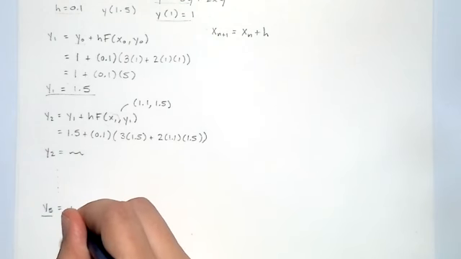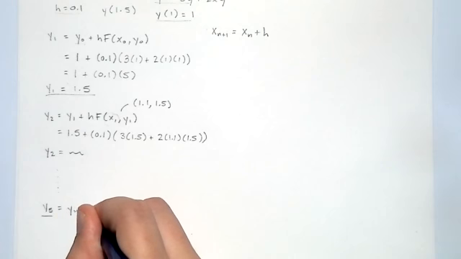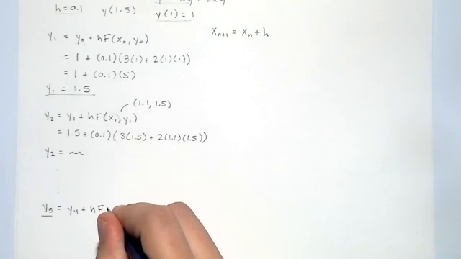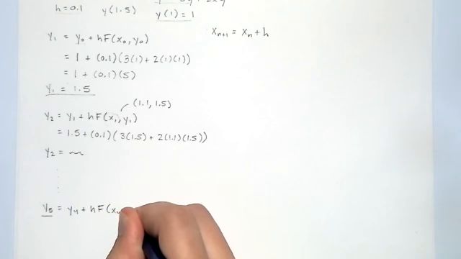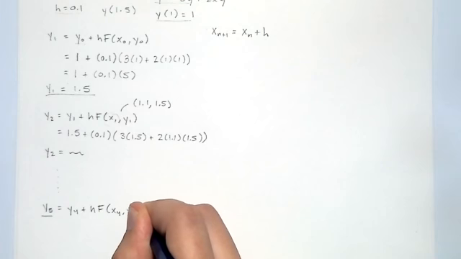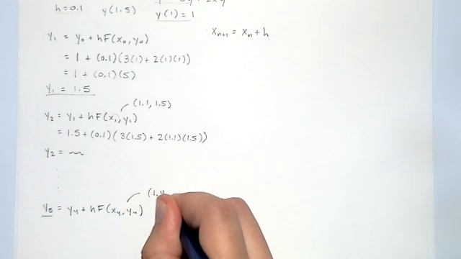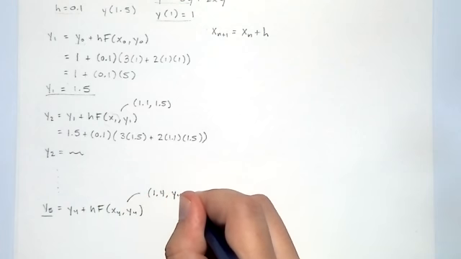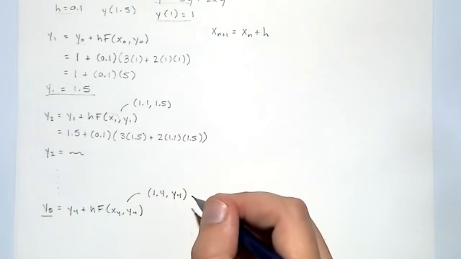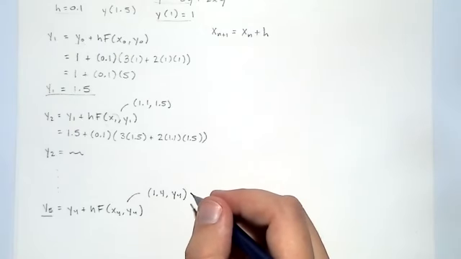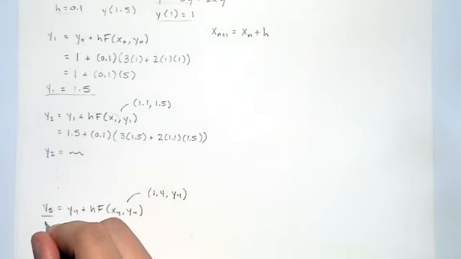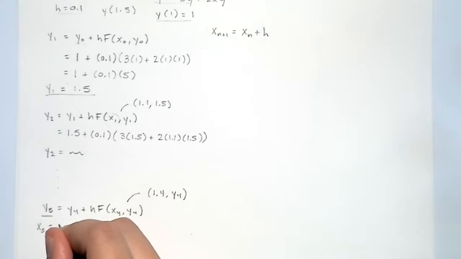And that's going to be y sub 4 plus h times f of x sub 4, y sub 4. And this point here is going to be 1.4, comma, whatever you guys got for y sub 4. And then the x sub 5 that will accommodate this guy is going to be 1.5.